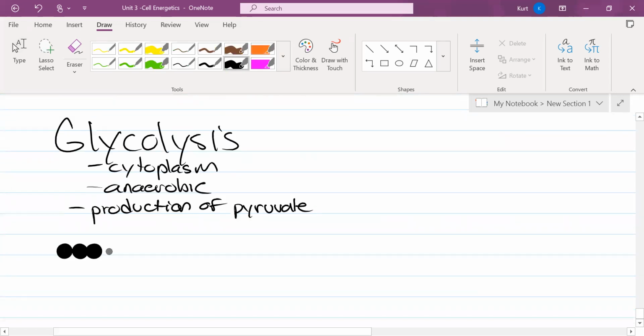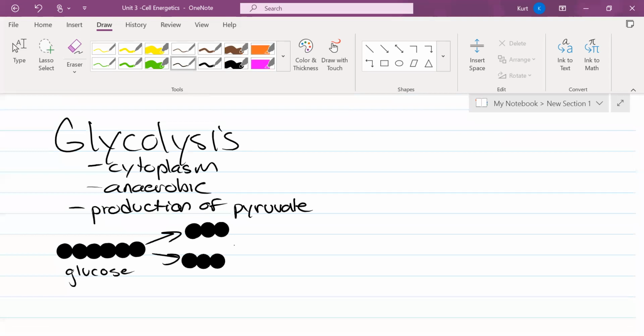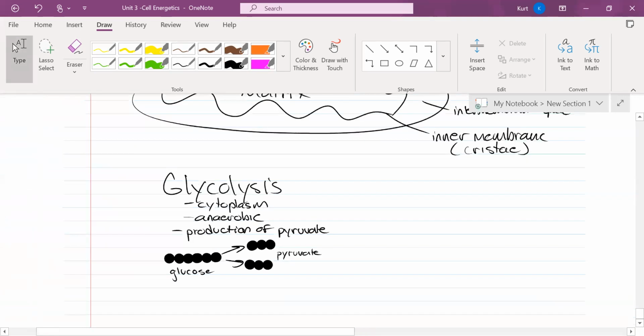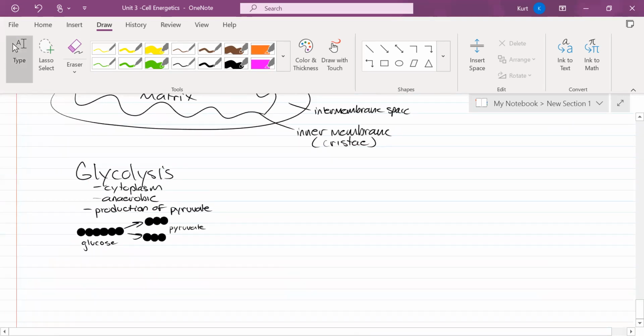1, 2, 3, 4, 5, 6. That's glucose. Glucose gets broken down into 2 molecules of pyruvate. It's important that we follow what that pyruvate does. All right, so glycolysis is in the cytoplasm.